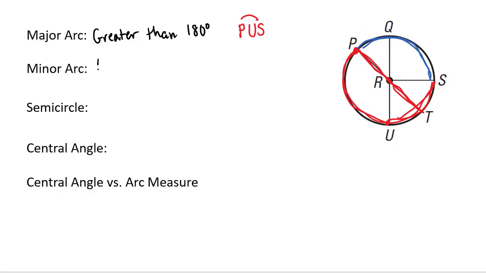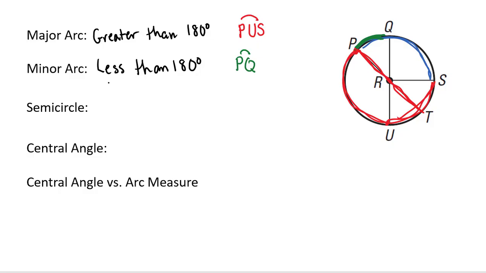A minor arc is less than 180 degrees. So looking at that same diameter, PT. Okay, an example of a minor arc would be PQ. And that's just the piece that's less than 180 degrees.